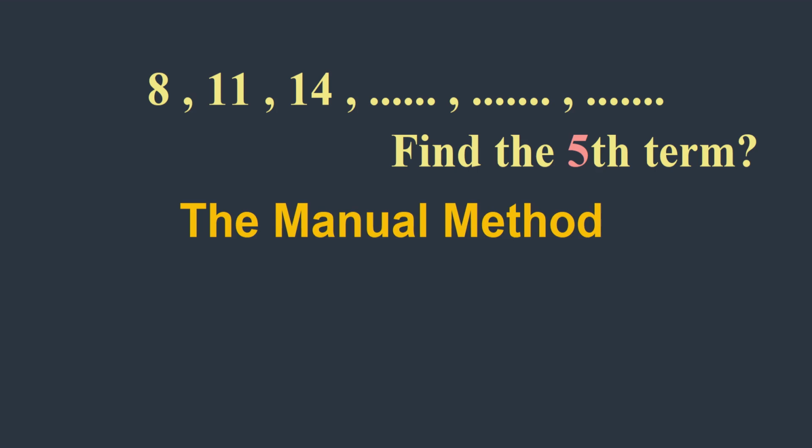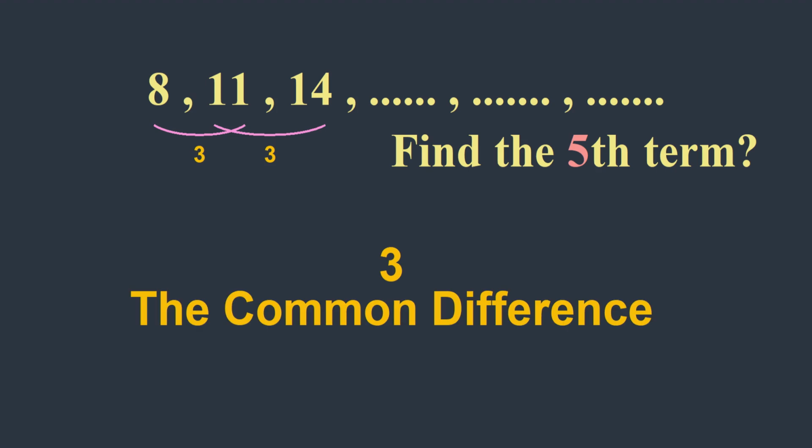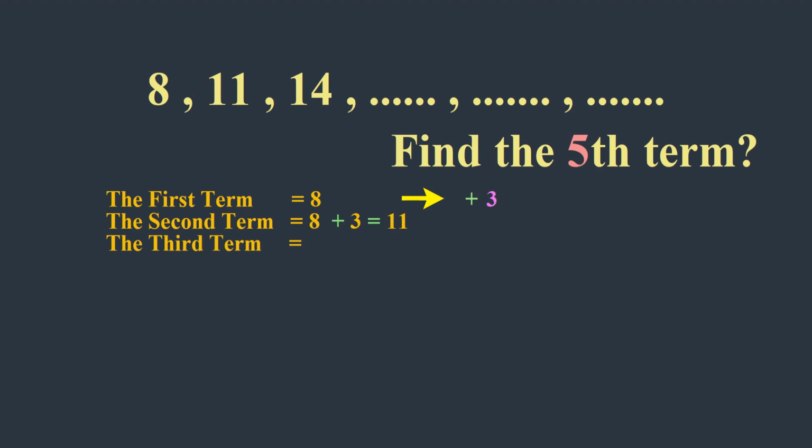Look at the problem. Since each term increases by 3 from the previous one, this 3 is called the common difference. The first term in the arithmetic sequence is equal to 8, and we can get the second term by adding 3 to the first term. So the second term is equal to 8 plus 3, which equals 11. And we can get the third term by adding 3 to the second term, 11 plus 3, which equals 14.